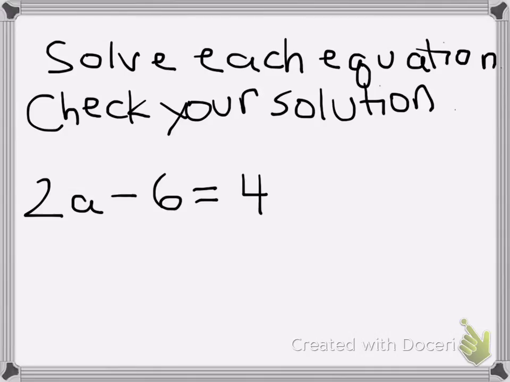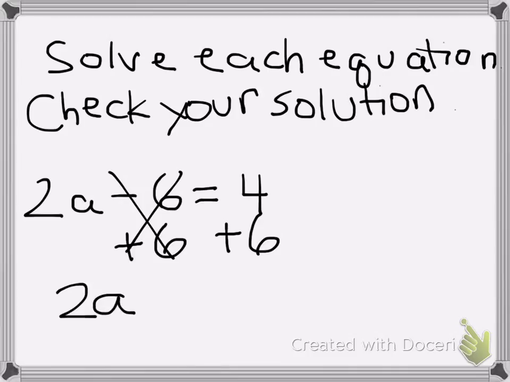So in this case, 2a, 2 is right next to the a, but the minus 6 is separated by the operation minus, so we're going to add the 6 first. And the reason why I'm adding 6 is because subtracting 6 and adding 6 will give you 0. And 0 is what I want because I need to cancel out everything with the variable. So I'm left with 2a, and it's technically plus 0, but we don't need to write that, equals 4 plus 6, or 10.